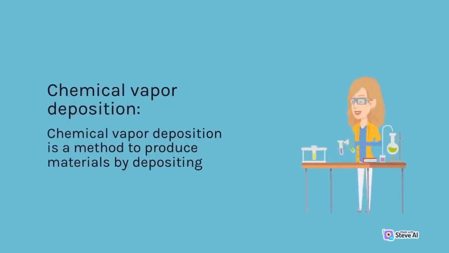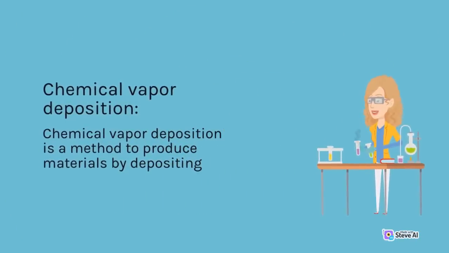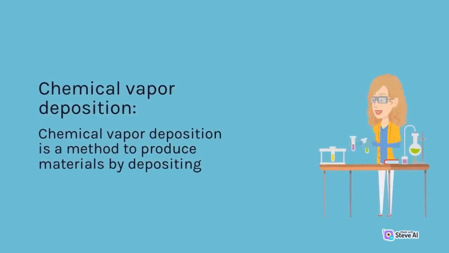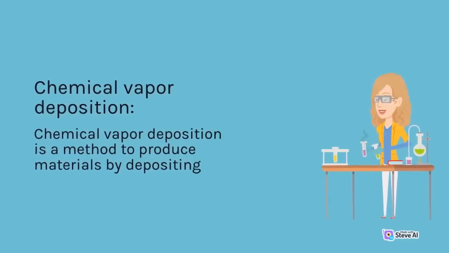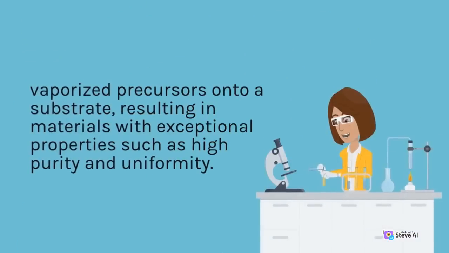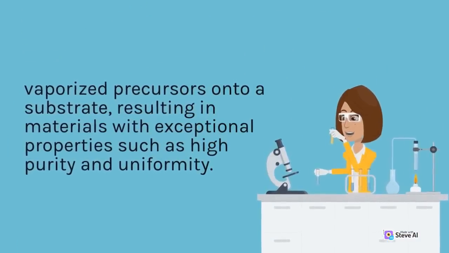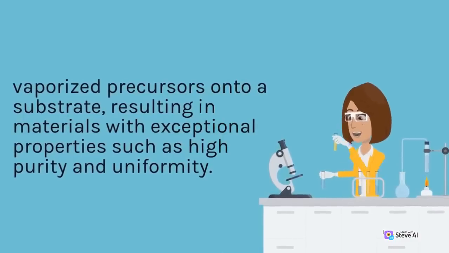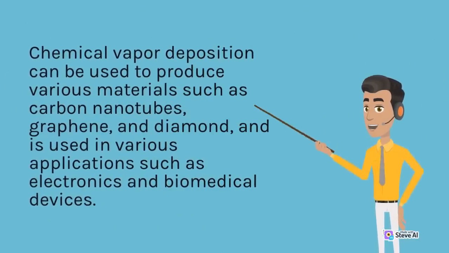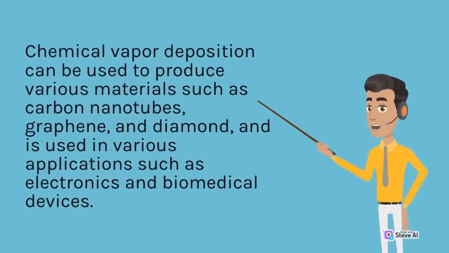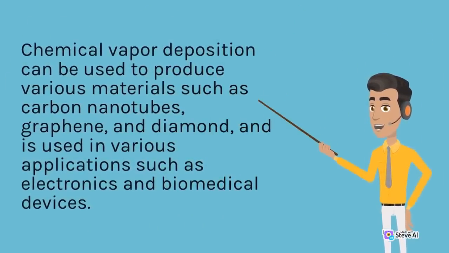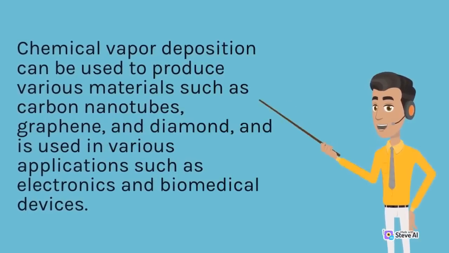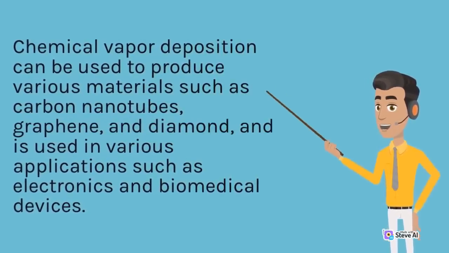Chemical vapor deposition. Chemical vapor deposition is a method to produce materials by depositing vaporized precursors onto a substrate, resulting in materials with exceptional properties such as high purity and uniformity. Chemical vapor deposition can be used to produce various materials such as carbon nanotubes, graphene, and diamond, and is used in various applications such as electronics and biomedical devices.